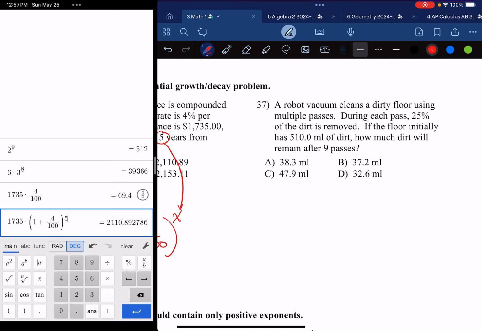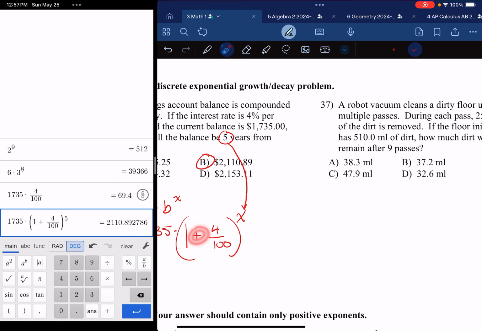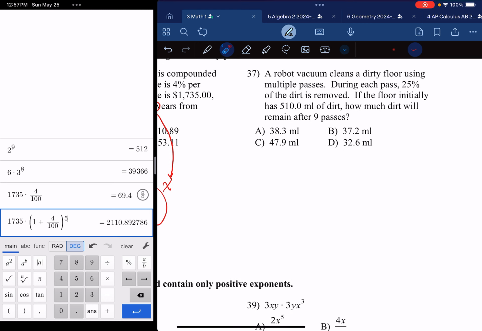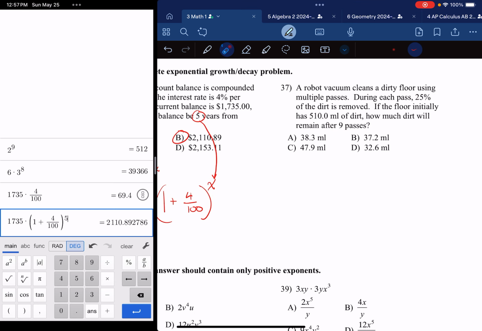And then for number 37, it's very similar, except notice that the word removed means it's going down, which means instead of having a plus sign in here, I'm going to have a minus sign. It should be going down from 1. So I need to find some starting amount. So this is an amount. 9 passes is going to be plugged in. 25% is going to help me find this fraction over here. So I'm going to start with 510.